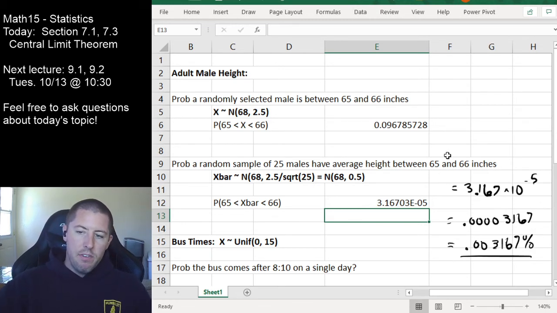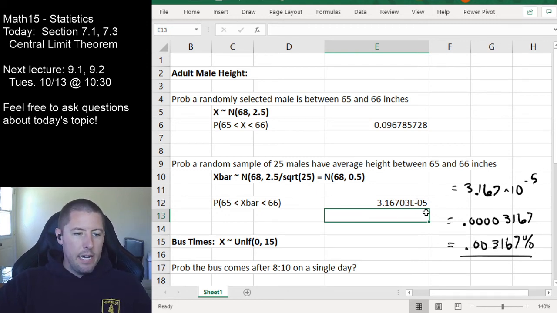So this is saying to us it's wildly unlikely that we are going to see a group of 25 adult males have this average height, because we would basically need all of them to be shorter than average. It's very unlikely that you're going to randomly select 25 people and get most all of them shorter than average, enough to drag the average down as much as it did. So it's difficult for groups to deviate collectively.